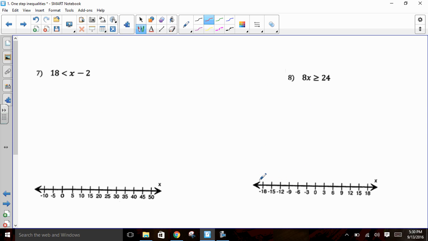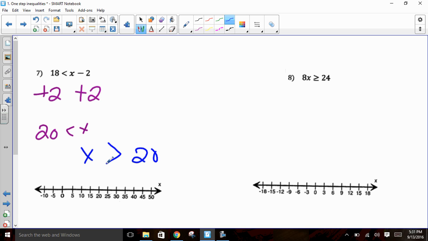All right, number 7. Add 2. I get 20 is less than x. We notice that my x is on the right-hand side, so we're going to go ahead and rewrite that so it's on the left. So I've got my x and my 20. If I take a look at my sign, I see 20 gets the smaller side. So I want to make sure 20 gets the smaller side again. So x is greater than 20. So I'm going to find 20. I'm going to put an open circle because it's not equal to. I'm going to take my sign and turn it into an arrow. And in this example, we're going to shade to the right.